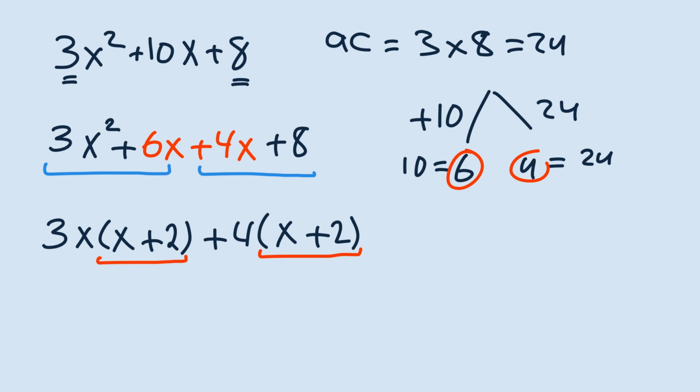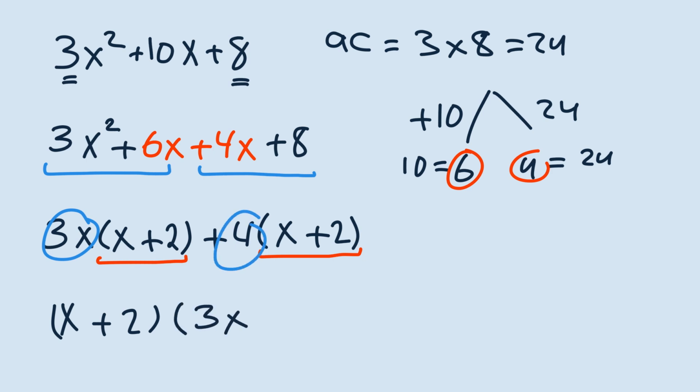So now I can take these two parentheses as a common factor, as a GCF again. So we have x plus 2, and all the remaining terms, which are 3x plus 4, I will have to write them in another parenthesis, which is 3x plus 4. And that's it for this question.